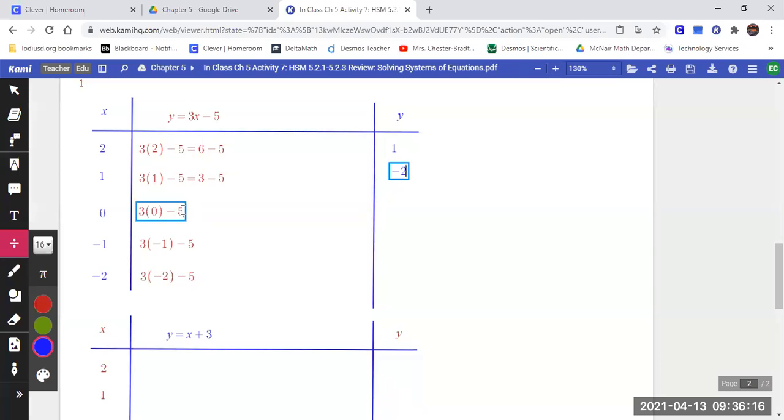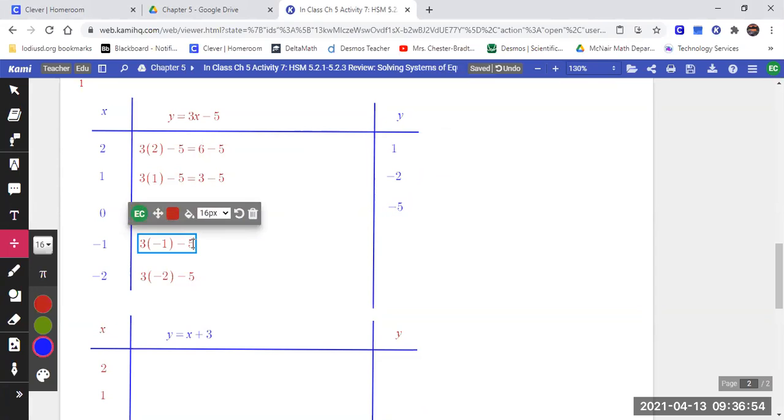Okay, next one. Do the math. What would we get? 3 times 0. 0. And we're going to say minus 5. So 0 minus 5, put our answer. Yep, -5.